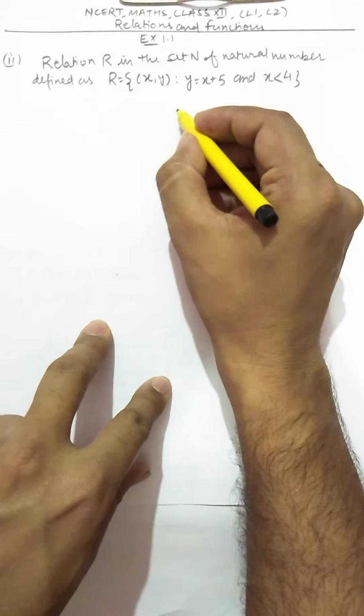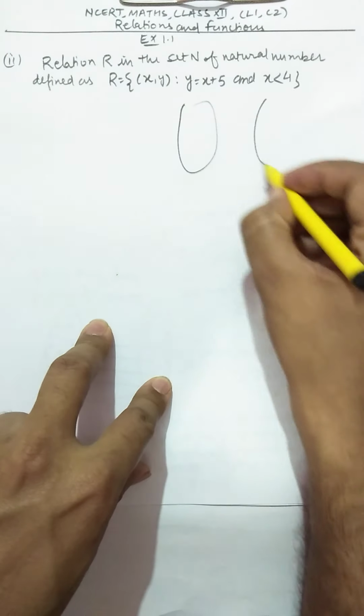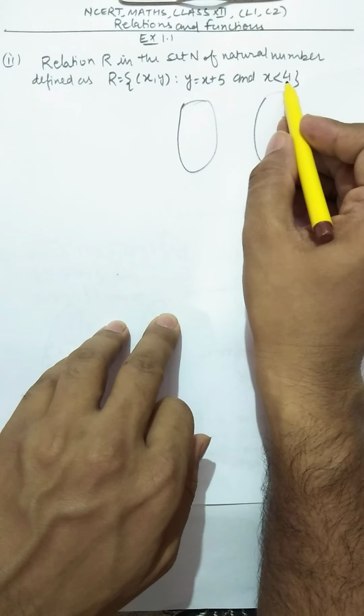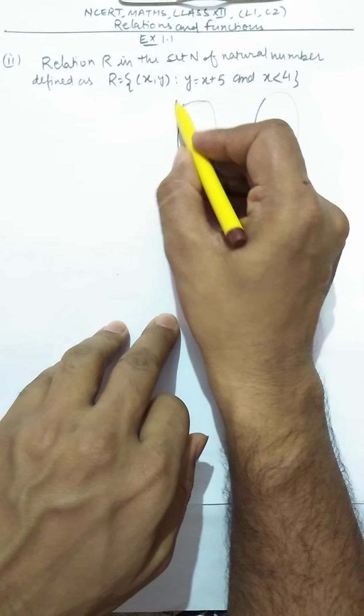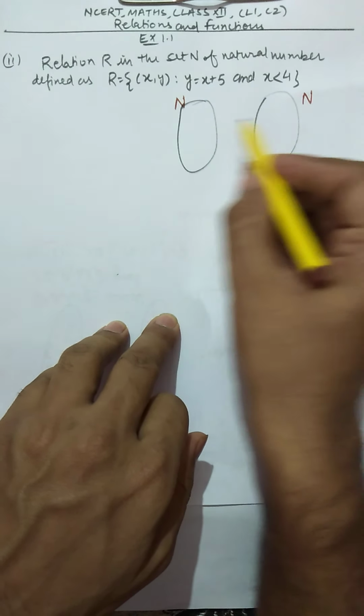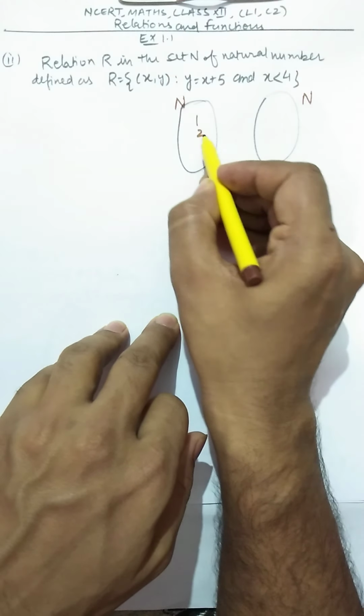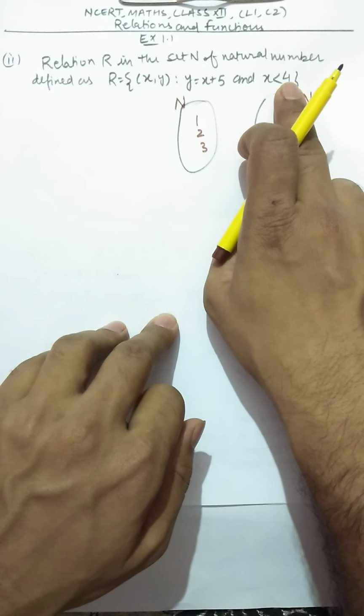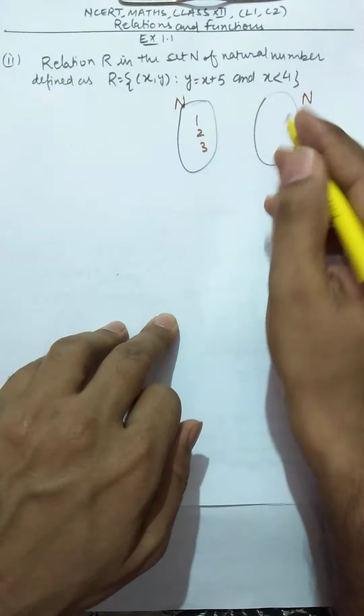We'll do this exercise 1.1. This is question number 1, second part. R is a relation defined on N, so this is from N to N. You can see that x less than 4 means, in this N to N, we have 1, 2, 3. We cannot go to 4 because x is less than 4, and this is the natural number set.